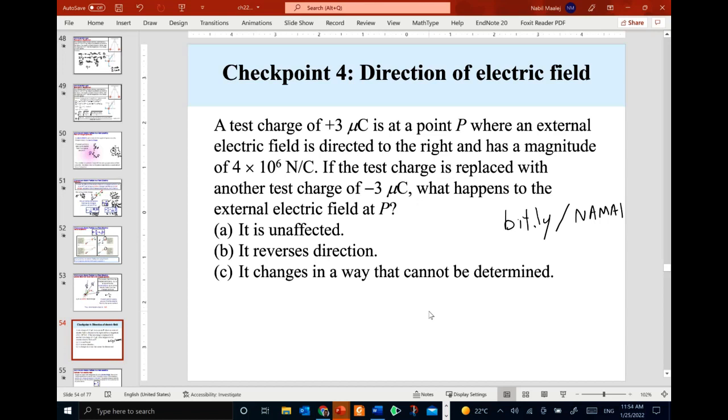The electric field that is caused by a source charge is only dependent on the source charge. It does not depend on the test charge that you bring. So if you make it positive or negative, it doesn't matter. The electric field will be the same. Okay? Is this clear? So let me draw this.